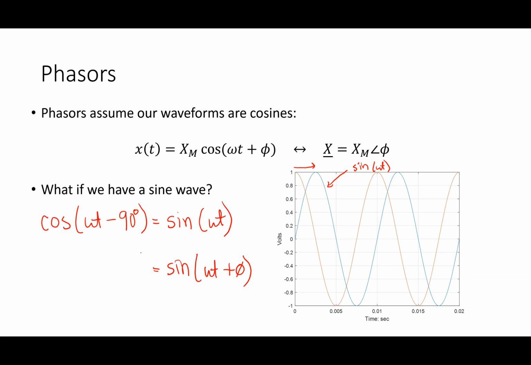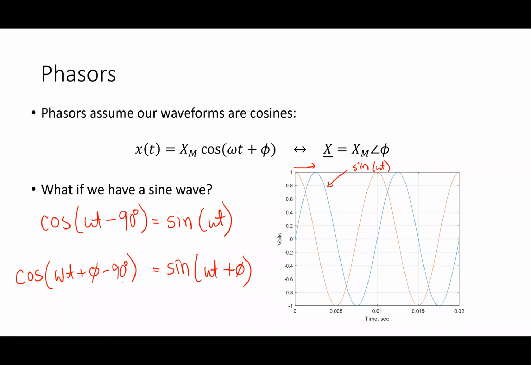Add 90. Well, what would it be? Not add 90, sorry. Subtract 90. Same thing: cosine omega t plus phi minus 90. Like that, right? Same thing, okay?